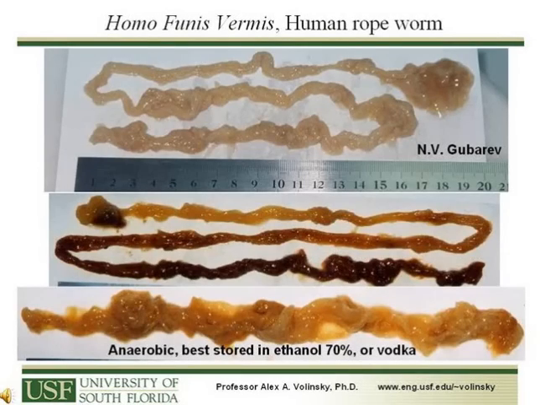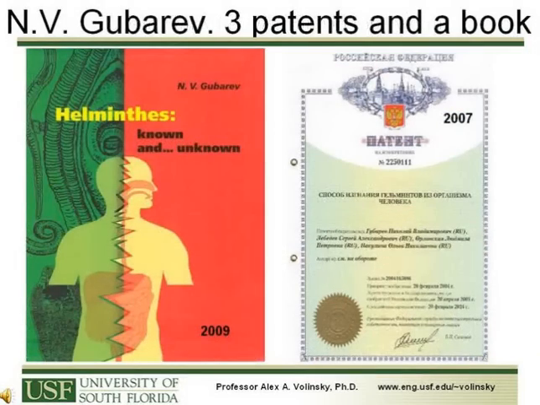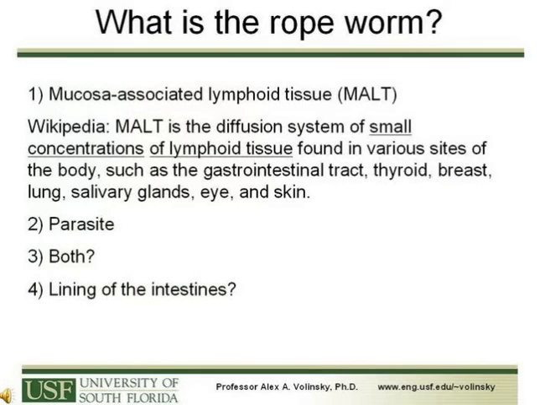Okay, so you've seen these pictures. We gave it a Latin name, Homo Funis Vermis, human rope worm. This is how they look, and the pictures that you see are from Dr. Gubarev's book. They are a meter and a half long, slimy looking, and they are anaerobic, meaning that they dry up really fast. If you get rid of them and they're sitting out, they dry up. If you want to store them, the best way is in ethanol 70%, and if you don't have that, vodka would do as well. Dr. Gubarev patented three different methods to get rid of them, and he wrote a book in 2009, and the patents were awarded in 2007. He actually started his research in 1998. So what is this stuff?